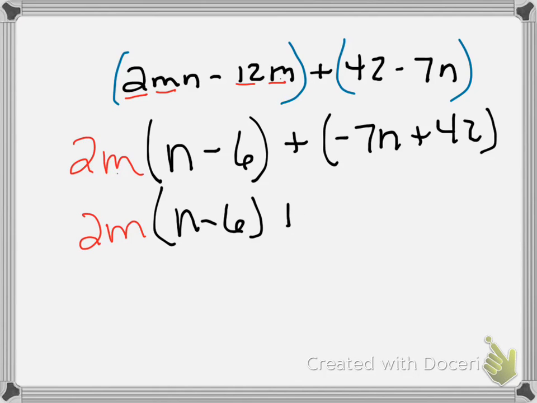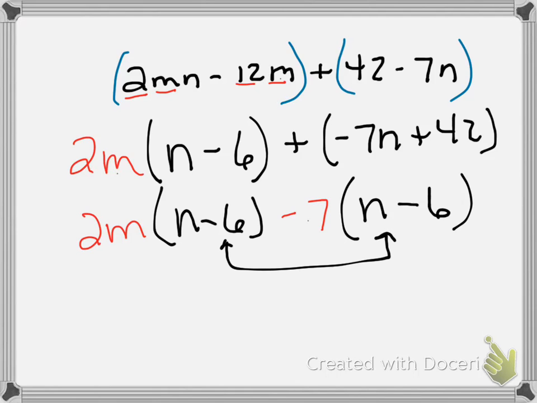And now I'm going to take out a negative 7. If I take out a negative 7, then that means I have n plus, not plus, negative 7 goes into a positive 42 negative 6 times. And so you can see my parentheses are the same, just like what we said. So one factor will be n minus 6, and the other factor is 2m minus 7. And if we checked it, we'd get the exact same thing.